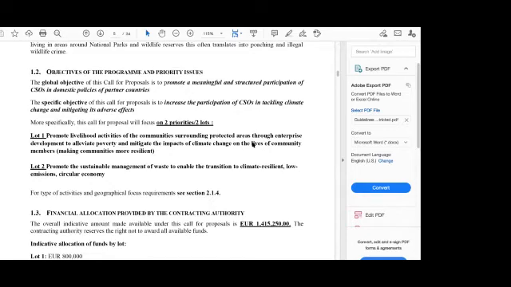In lot 1, it's promoting livelihood in protected areas through enterprise development to alleviate poverty and mitigate the impact of climate change on the lives of community members. And then lot 2 is to promote sustainable management of waste to enable the transition to a climate resilient, low emission circular economy. So my question to you is, with these two priorities, are you able, in one concept note, to focus on the two?